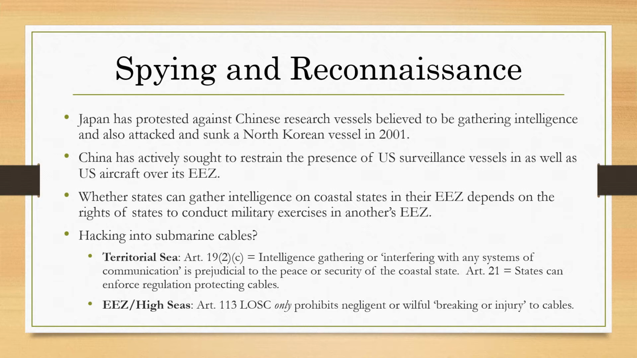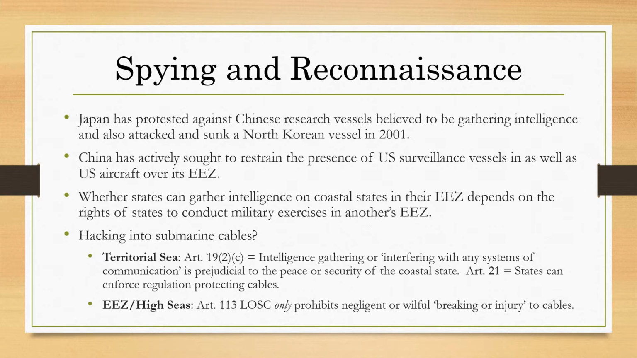For example, Japan protested against Chinese research vessels believed to be gathering intelligence in the Japanese exclusive economic zone, and also attacked and sunk a North Korean vessel back in 2001, which it also believed was spying and gathering information. And vice versa, China has sought to restrain the presence of US surveillance vessels and aircraft over its own exclusive economic zone. So you can see that there's this tension, and coastal states are clearly nervous when they see vessels undertaking what they believe to be surveillance or effectively spying or recording of navigational activities and so on, or even coastal state activities out in the exclusive economic zone.